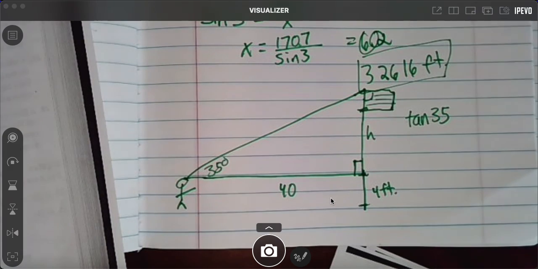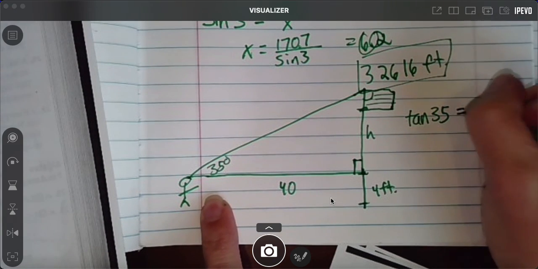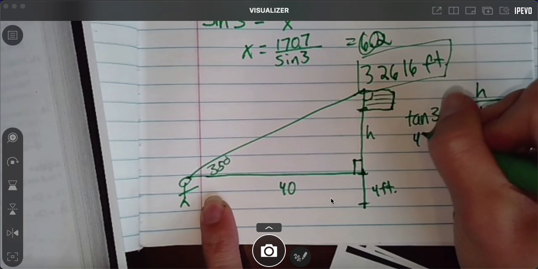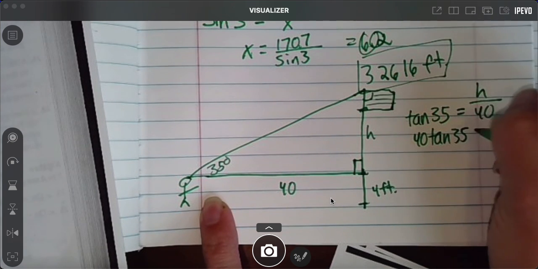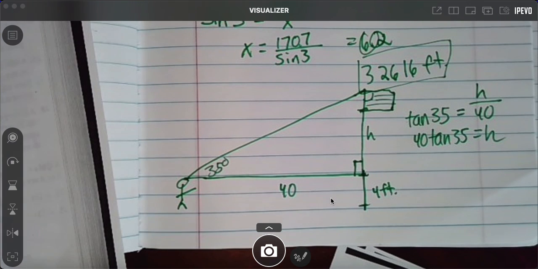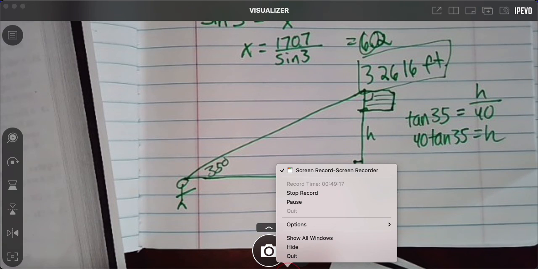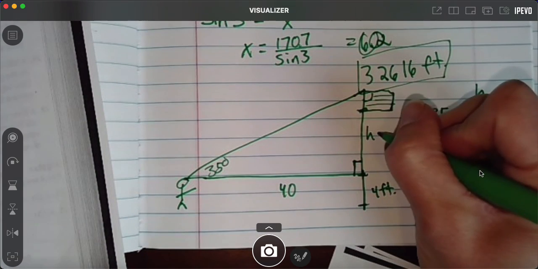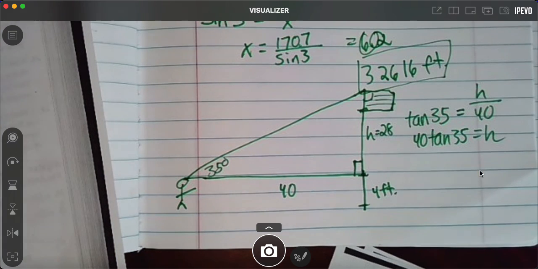The tangent of 35 equals opposite over adjacent. So I would multiply 40 times the tangent of 35. Let me get my calculator. 40 times the tangent of 35. Oh, hold on. 40 times the tangent of 35. I pressed the wrong button. And I got 28.00. So it's just 28 is this height. But what's the height of the entire flagpole? 28 plus 4, it's 32 feet.